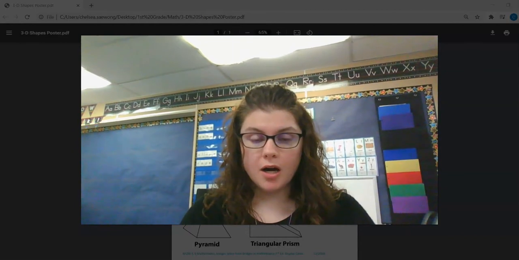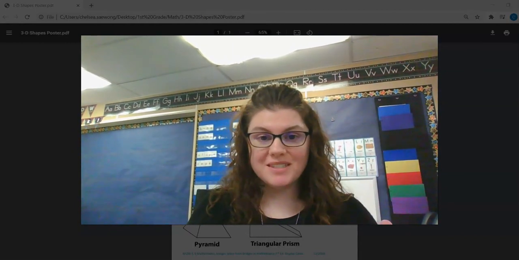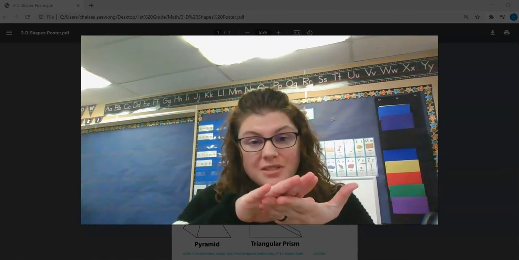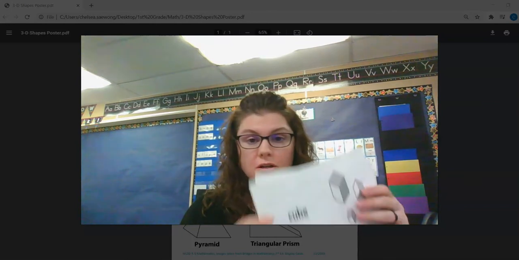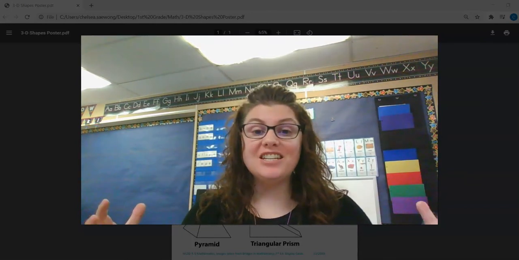All right, we are getting close to the end of talking about shapes, but we have only, to this point, talked about flat shapes, where it's just a picture on a piece of paper. Now we're going to talk about 3D shapes.